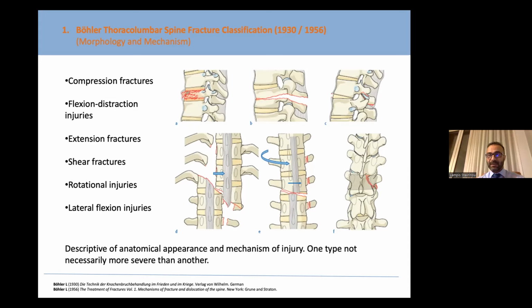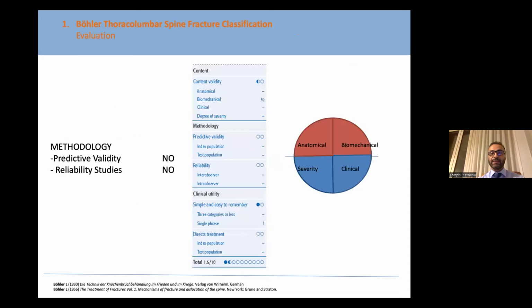It is a classification system that takes into account both the morphology of the fracture, it's descriptive, but also the mechanism of injury, how it happened. But I think the similarities to modern classification systems end here, because it has no predictive validity and there are no reliability studies done. So we basically don't know how reliable the system is.